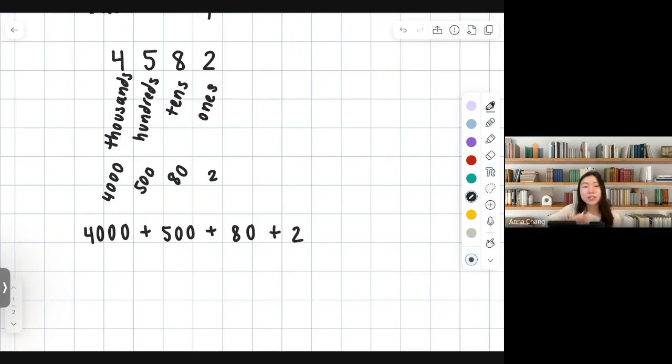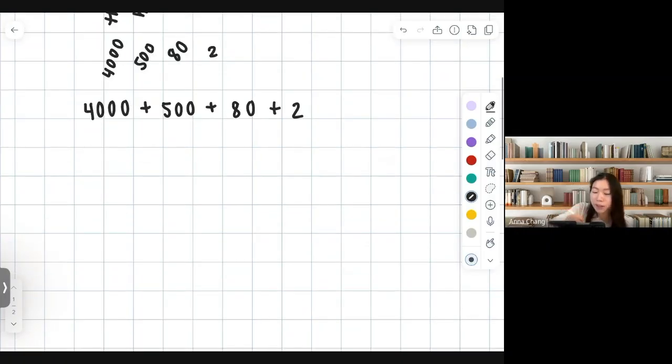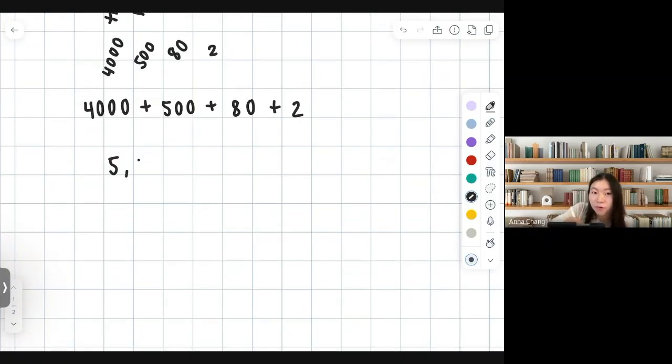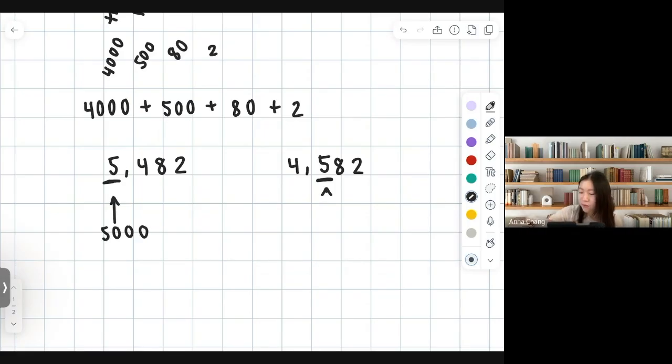So remember that a digit's value depends entirely on its position. So for example, in the number 5,482, the 5 here is very different than the 5 in this number, 4,582. In the first example, this 5 represents 5,000. And in our second example, this 5 represents 500.